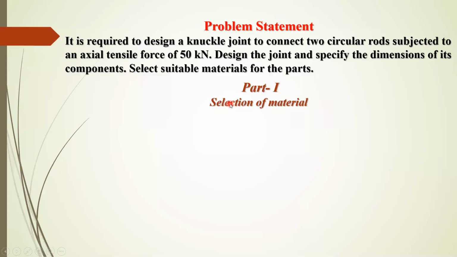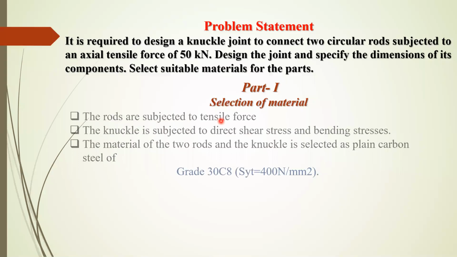This total design procedure is divided into a number of parts. We start with part 1. Part 1 is the selection of material. For selection of material, some parameters are to be considered. The first parameter is that the rod is subjected to axial tensile force only. Only one force, 50 kilonewton, is there. So it is subjected to tensile force.